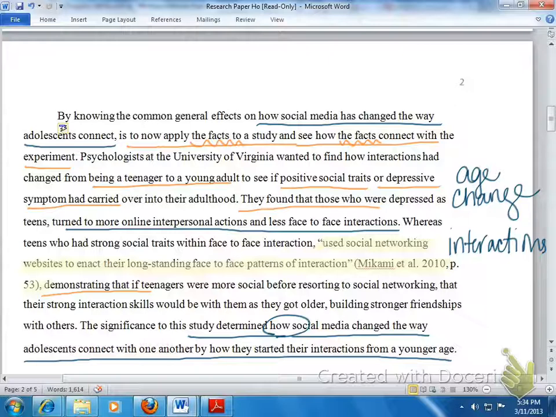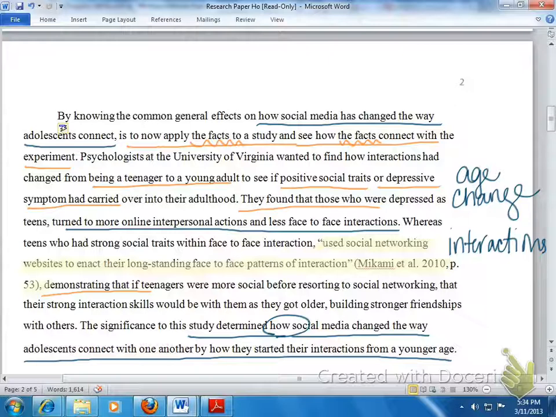So we've got, if we were to unpack this, I'm going to go back to the highlighter. This is going to be totally impossible to read, huh? Psychologists find interactions change. So there's this issue of they were looking to see if it changed.